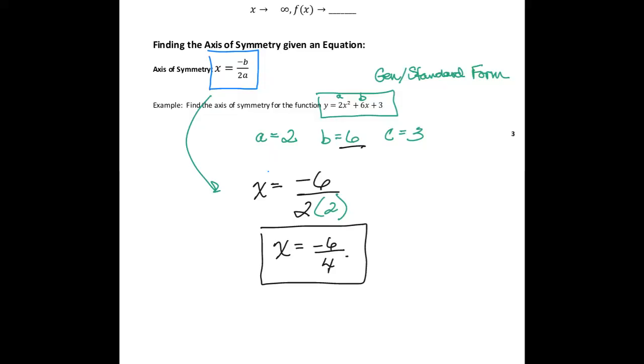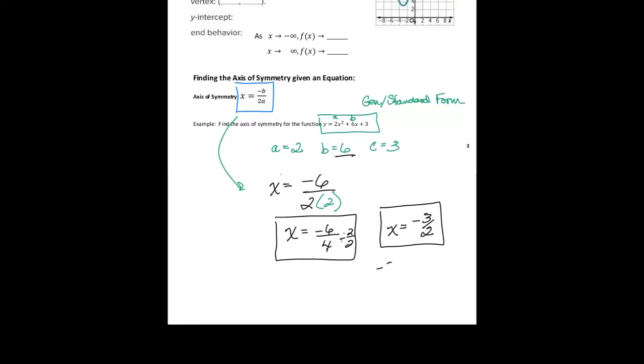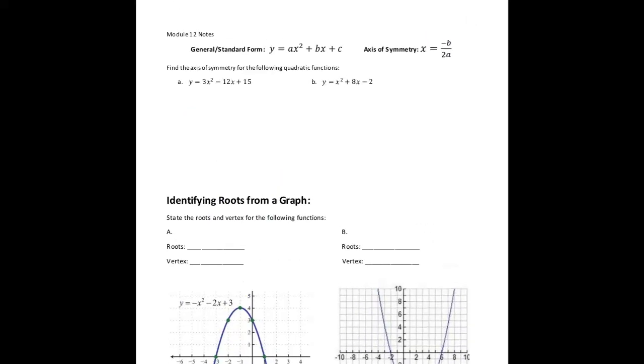Okay, I probably could reduce that, dividing by 2 over 2. So x would be -3 halves. -3 halves. All right. So that means I would have a line that would cut that parabola at -3 halves. And if you do -3 halves on your calculator, -3 divided by 2, you're going to get -1.5. So all of these are saying the same thing. Okay? All right, let's take a look at the next page because I don't remember what it says.